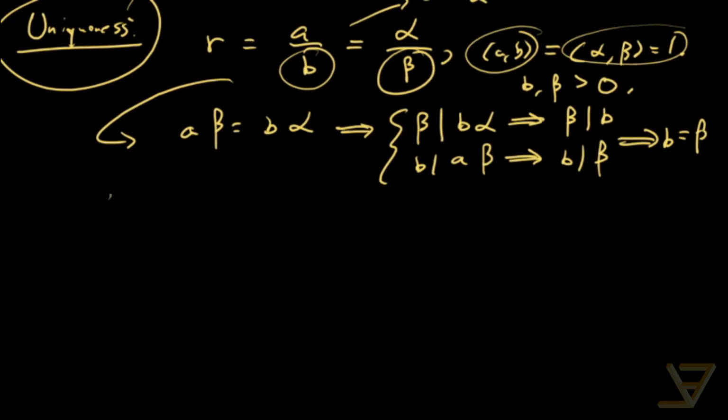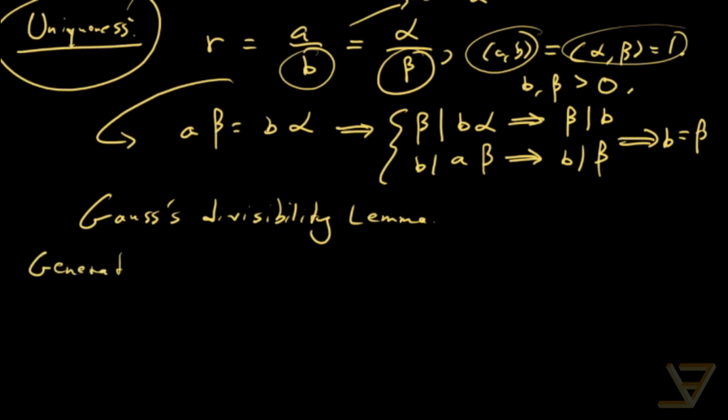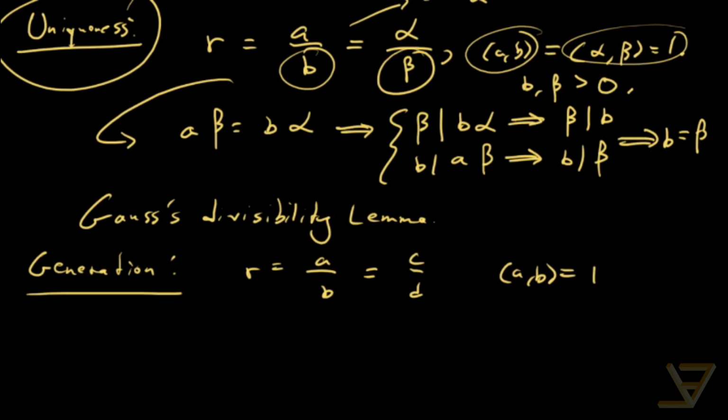So once again, what we used is called Gauss's divisibility lemma. And finally, we're going to talk about generation. So suppose R is equal to A over B is equal to C over D. And we're just going to assume that the GCD of A and B is equal to 1, and that A is not 0, so we're not dealing with R equal to 0.